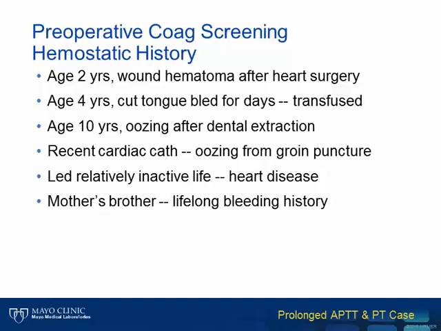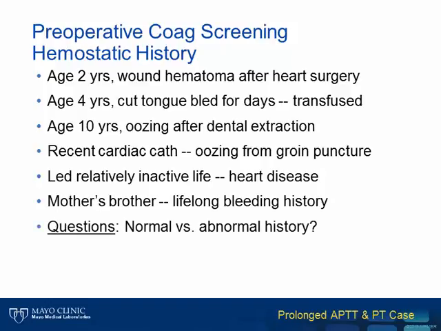The patient led a relatively inactive life reflecting heart disease. Therefore, he had few hemostatic challenges. The mother's brother has a lifelong bleeding history. This is very suspicious for possible presence of an inherited bleeding disorder. Questions. Is this a normal versus abnormal history? The constellation of bleeding events suggests it is likely that a bleeding disorder is present.